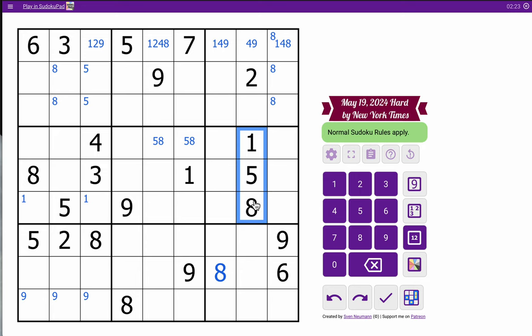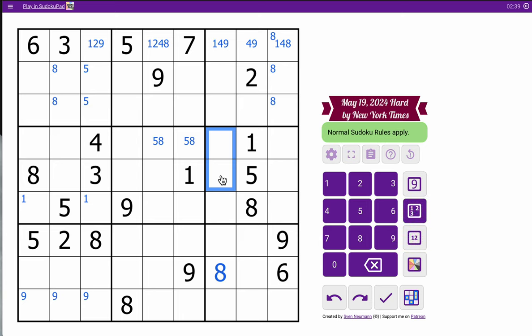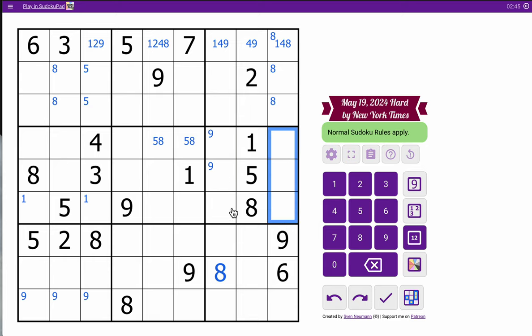Let's see. The column box six looks interesting if I can get that down to triples, right? Yeah, because six and nine can't go here. Obviously, none of these are six and nine, so six and nine must occupy two of those three cells. This can't be nine. So nine is in one of those two. It can't be here and it can't be there, so nine must be in one of those two. That says this cell cannot be nine.